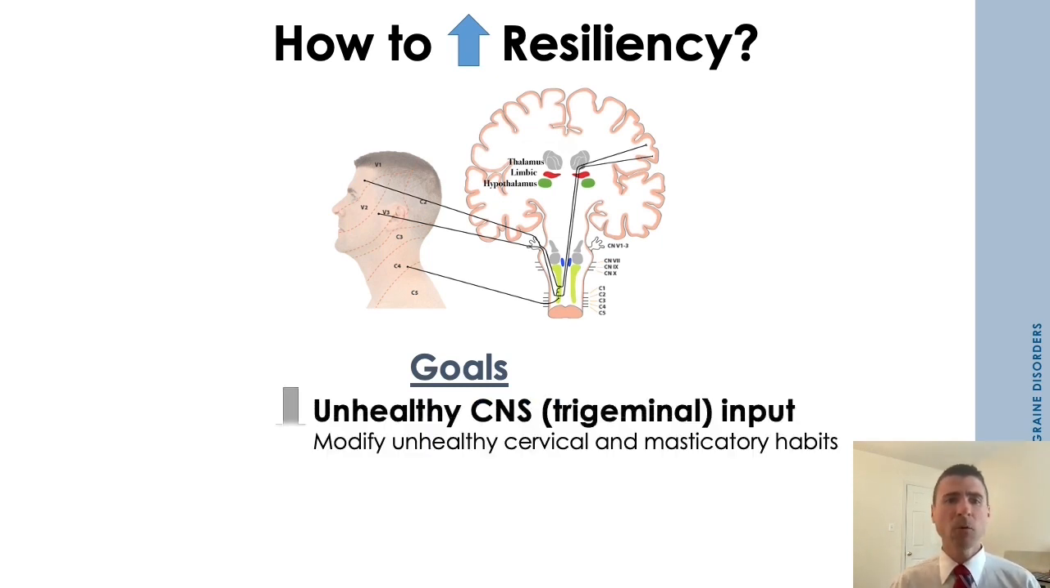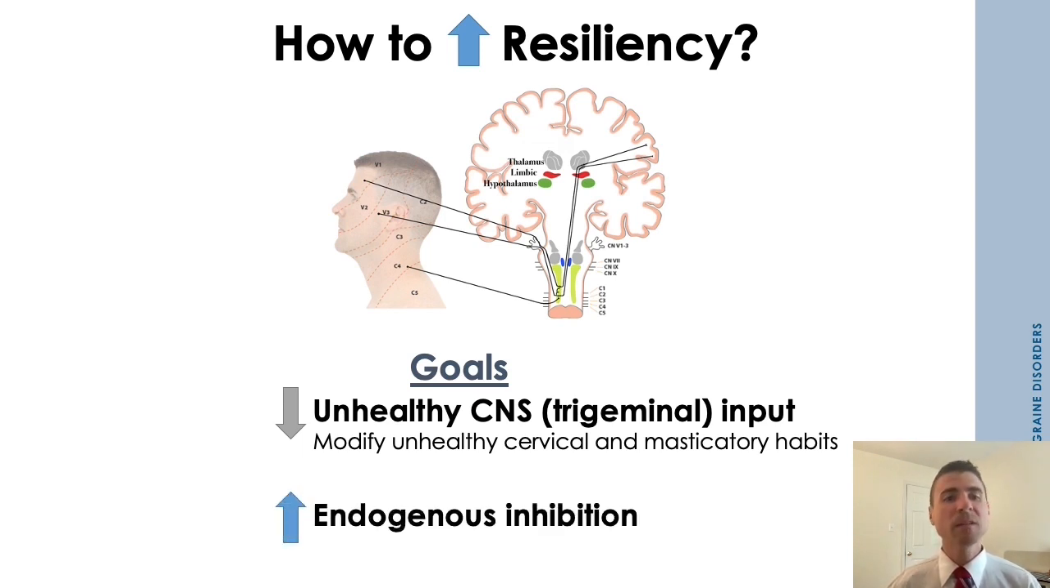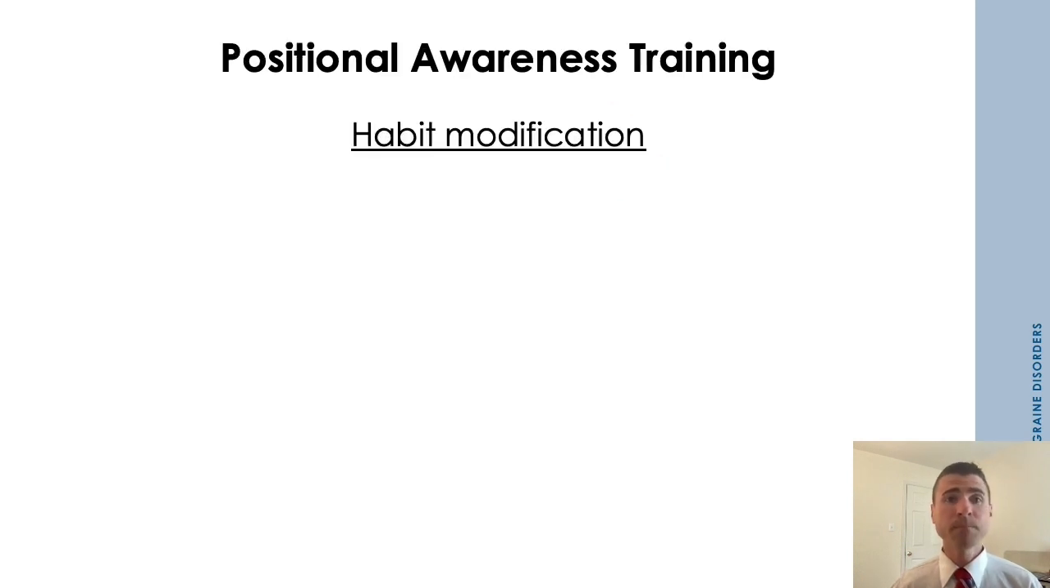And our goals in making you more resilient, one would be to decrease how much unhealthy input goes in from the periphery, so those lines on the left, the head, face, neck, and shoulders, how much input goes into that brainstem and that brain. We want to decrease unhealthy information in, while increasing endogenous inhibition. In other words, I want to increase your body's own ability to fight pain and feel better. So those are the two goals in all the upcoming slides as I teach you some different ways to improve your resiliency on your own.